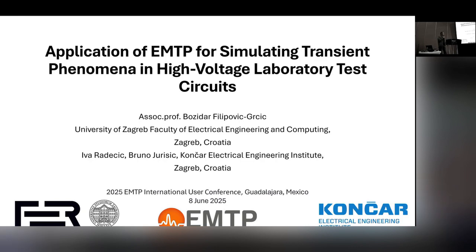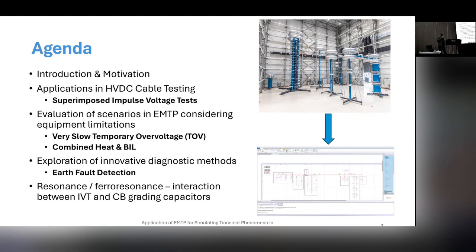performance. So at the beginning, I will just explain what is the motivation behind this presentation and why we want to use EMTP for some, let's say, simulation of electromagnetic transients, which might happen in some test circuits inside high voltage laboratory. After that, I will show 5 different examples. The first 2 examples are related to HVDC cables. The first one is related to superimposed impulse voltage test.